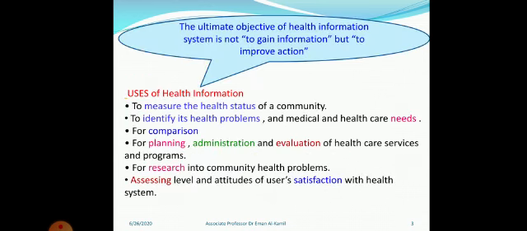So the ultimate objective of the health information system is not only to obtain information, but also to improve actions by taking this information and transforming it into useful information, to be helpful and used by the decision maker in order to improve the health programs.